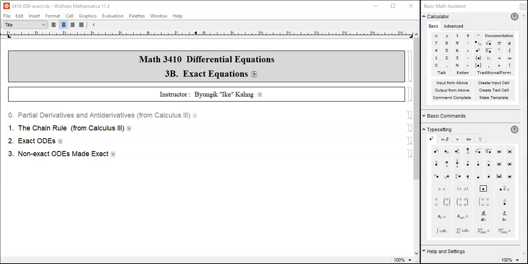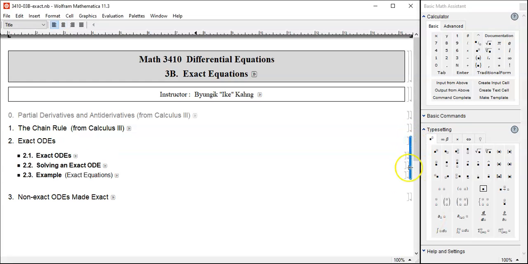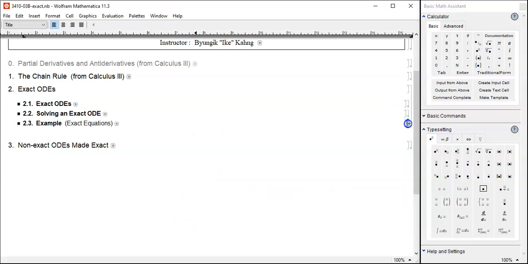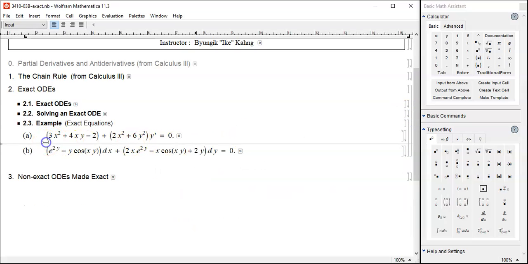Hello students, welcome back. Now let's go to exact differential equation and let's solve it. A quick reminder, this is where we are headed. We are looking for an implicit solution. F of x comma y is some constant c, and partial derivative f sub x is m and f sub y is n. That's the setting. Remember? Okay, let's go. We have this problem here.